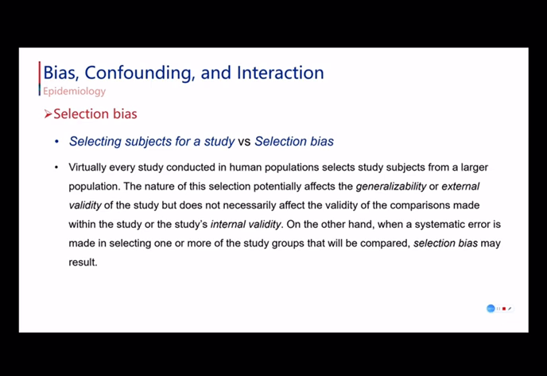But the virtually universal need that arises in designing and implementing any study to select a study population from a larger referent population should not be confused with selection bias, which results from a systematic error in selecting subjects in one or more of the study groups, such as exposed or non-exposed, or cases or controls.